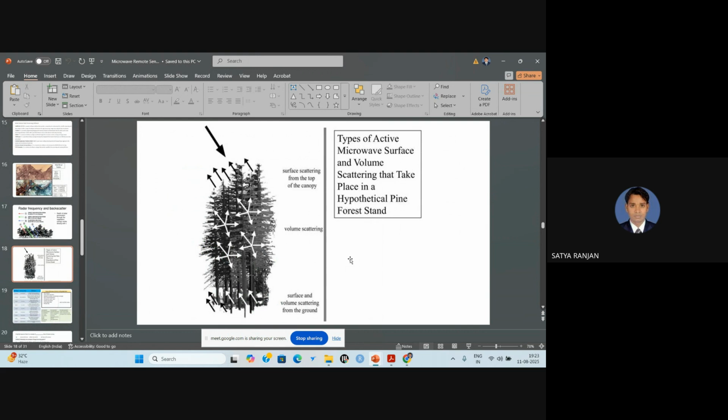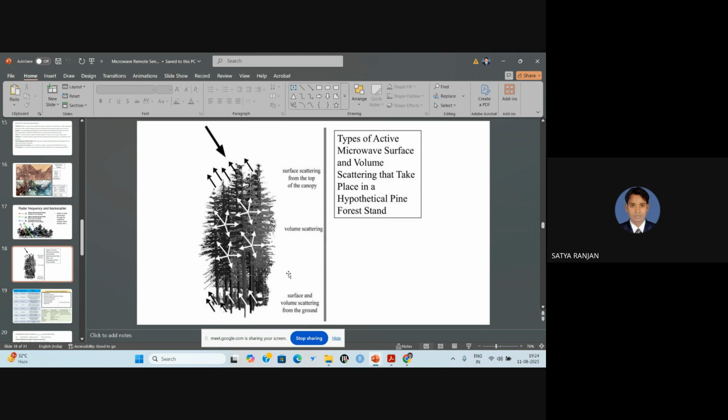Then different scattering, that is surface scattering and volumetric scattering. If it is incident and backscattered in the upper area, then it is surface scattering. Second, if it passes through the canopy cover, then in the middle of the trees, it is scattered in different ways. In 360 ways it is scattered, so that is called volumetric scattering. Scattering in different ways is called volumetric scattering due to the different shape and different position of the trees. Then surface and volumetric scattering, both of these are present in the lower part of the trees.